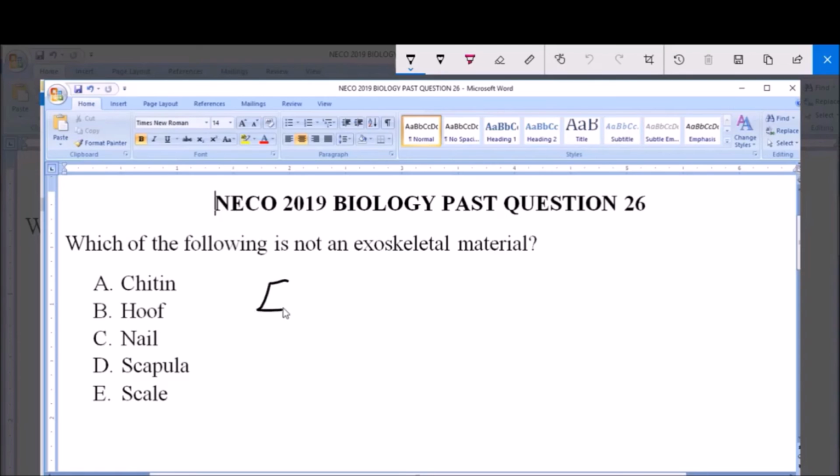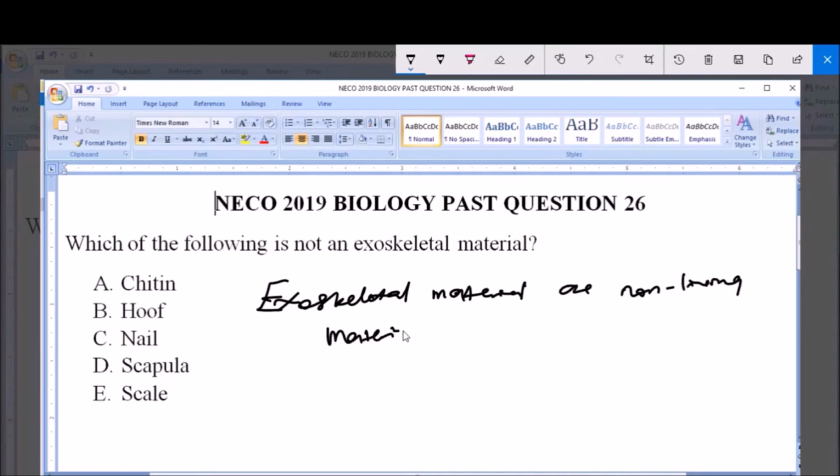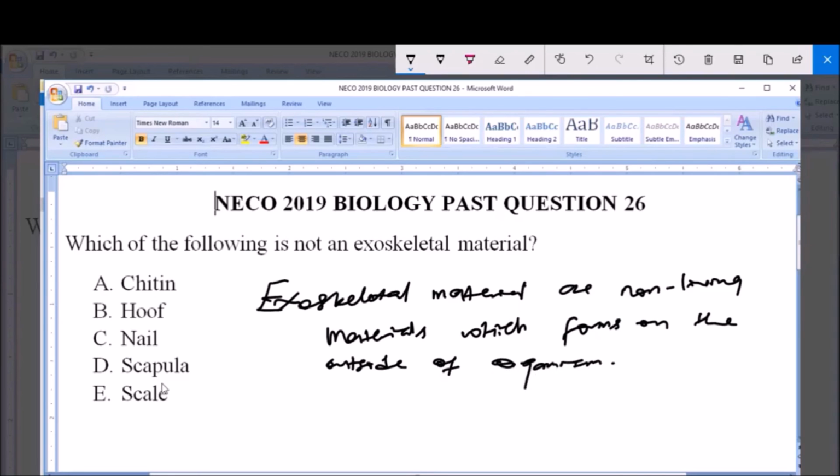Now, exoskeletal materials are non-living materials which form on the outside of organisms. Now, let's look at these options.